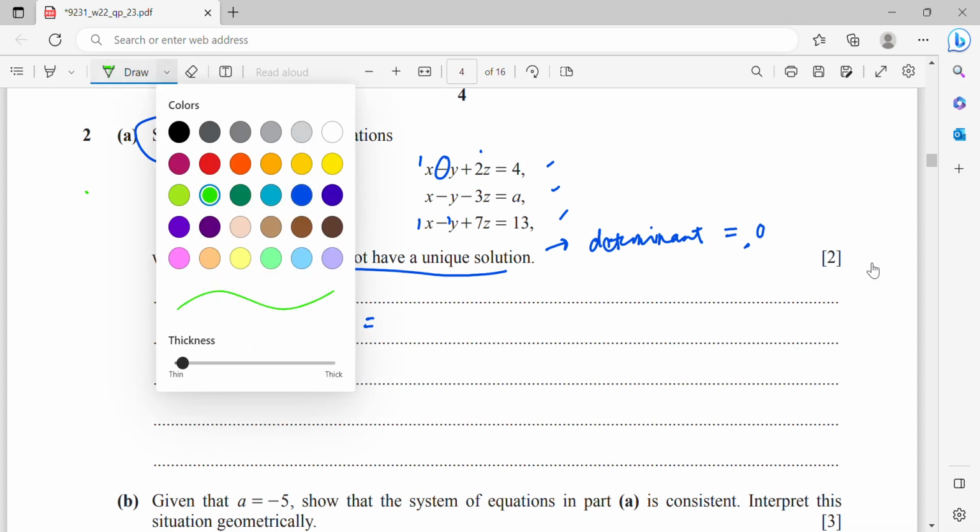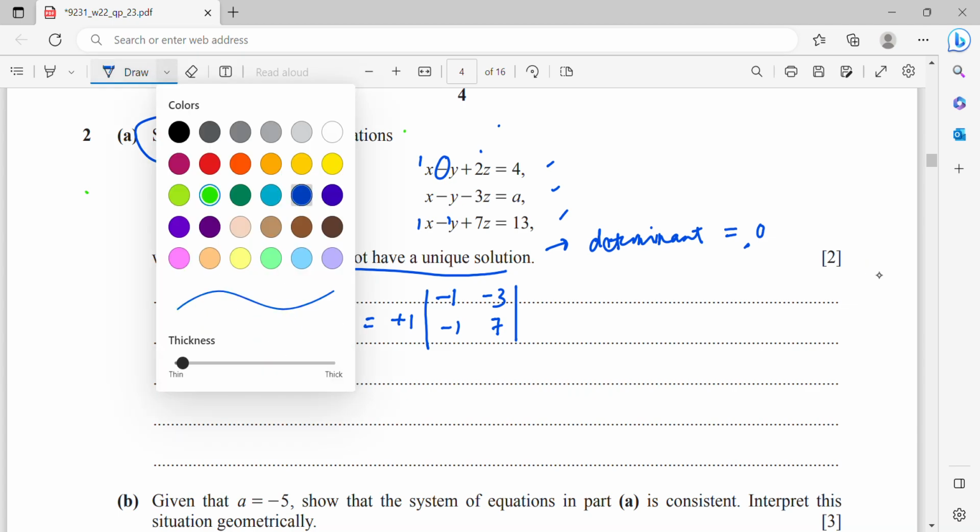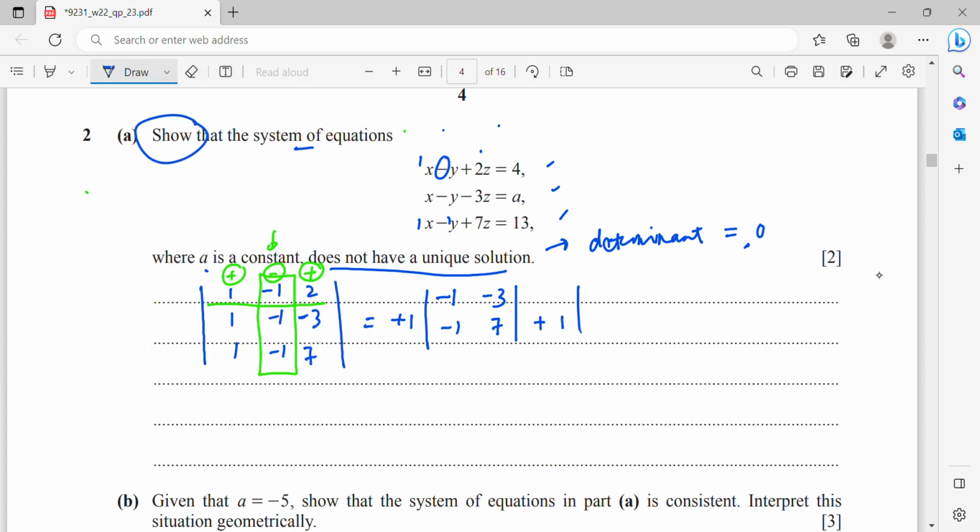calculation. So now the crossout is 1, and the sign is plus. Therefore, plus 1. Then the remaining elements will be minus 1, minus 3, minus 1, and 7. Okay. Then for the second column, I fix the second column and consider the first row. The crossout is minus 1, but the sign here is minus. So minus minus becomes plus. Therefore, I will write plus 1. Then the remaining elements will be 1, minus 3, 1, 7.